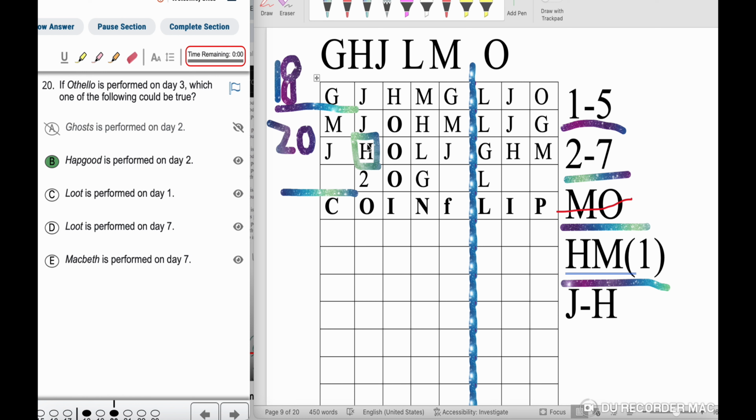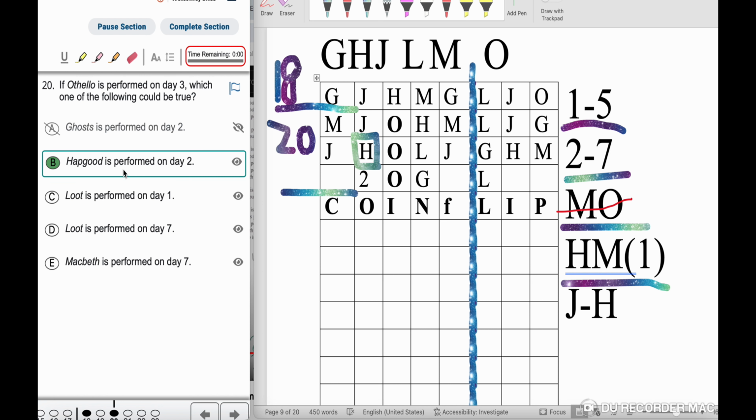So this H will be seen in another world. So in other words, must be true would be like O, where O's in third position. That must be true in all the worlds. This is just asking for could be true, kind of a possibly what could take place. And for could be true, you can select the first one that's considered sufficient. And for this one, H in the second place is sufficient, seeing how we don't see G possible in second place. So with that being said, answer B, H is performed on day 2.